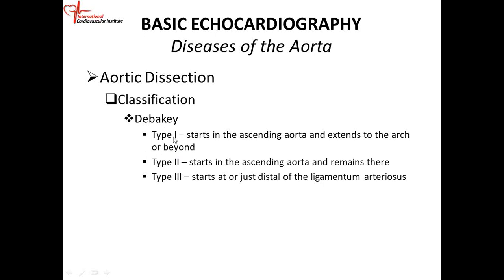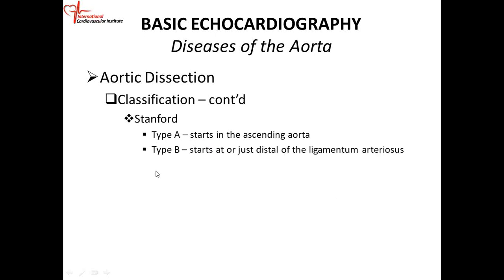So DeBakey 1, which starts in the ascending aorta and goes all the way around, or DeBakey 2, which starts in the ascending aorta and just stays there. These are surgical treatment, DeBakey type 1 and 2. DeBakey was a very famous cardiac surgeon from Houston. And then DeBakey 3 starts at or just distal to the left subclavian. That is where you're going to find your ligamentum arteriosus. And these patients, type 3, are usually treated medically, just medicine.